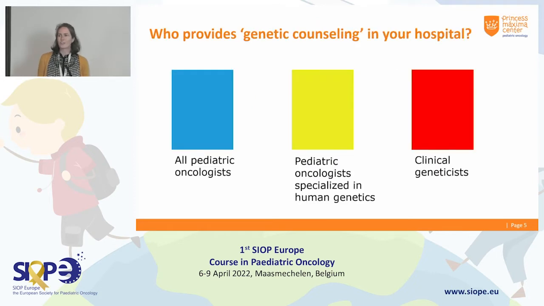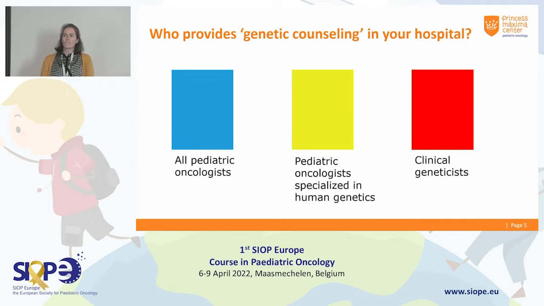So likely you now all have the cards. So I'm a clinical geneticist, but I know that my profession is not available in all countries, or maybe there are clinical geneticists in your country, but not specifically for children with cancer. So my first question is, what is the situation in your country? So I call this genetic counseling. It includes recognizing these children, talking about genetic testing. Is that done by the pediatric oncologist, by specialized pediatric oncologists in human genetics, or by clinical geneticists?